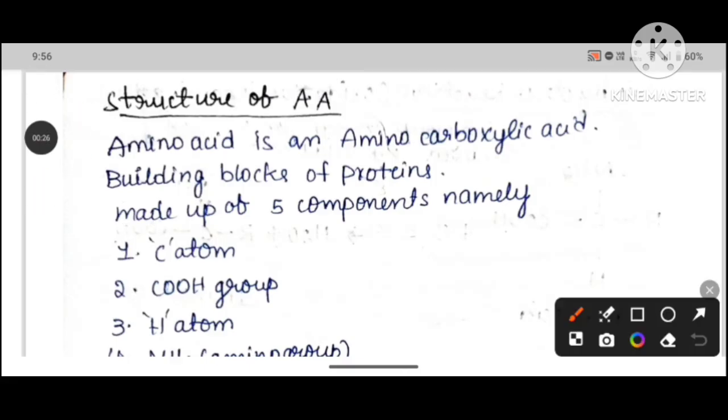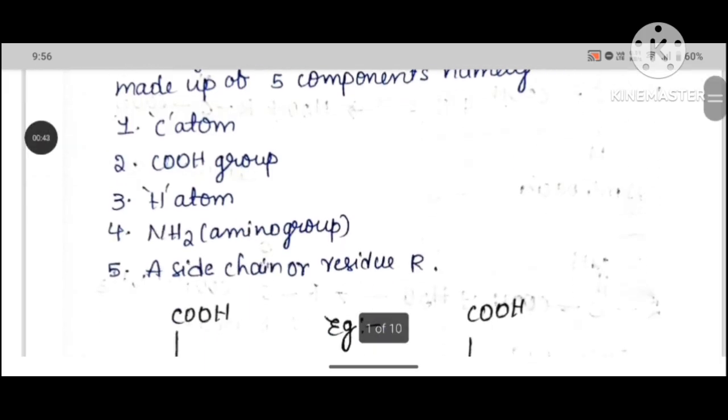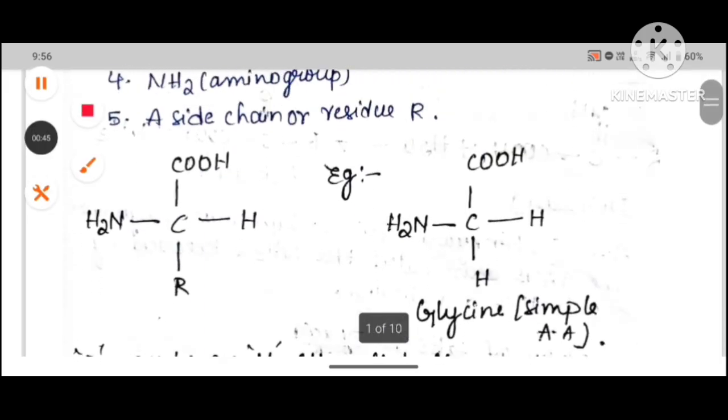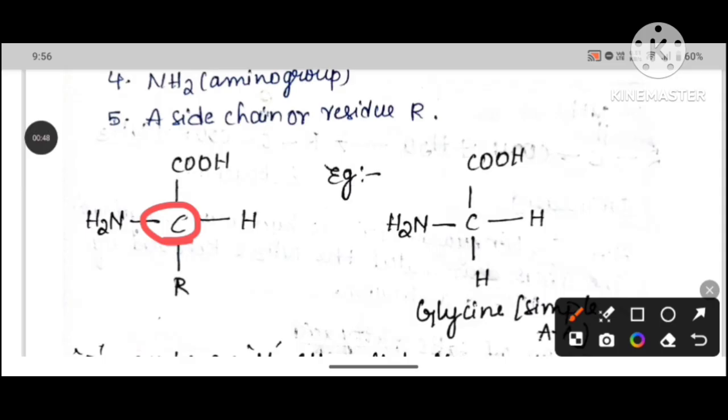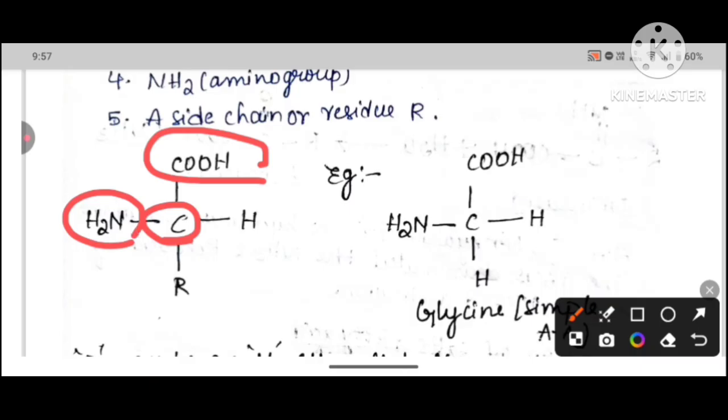An amino acid is an amino carboxylic acid, consisting of both an amino group and a carboxylic group in its structure. Amino acids are called the building blocks of proteins. When you look at the components of amino acid structure, you can observe a carbon atom present at the center, functional groups like the carboxylic group and amino group, a hydrogen atom, and a side chain represented by the R group or residue. So these are the five basic components of amino acid structure.